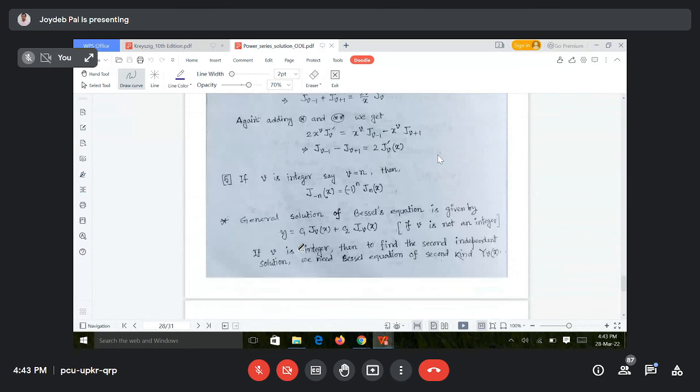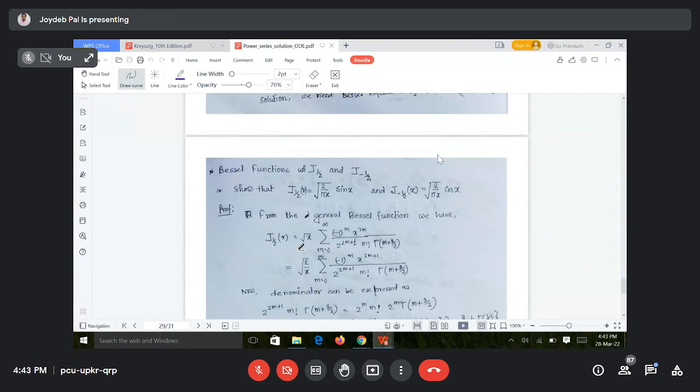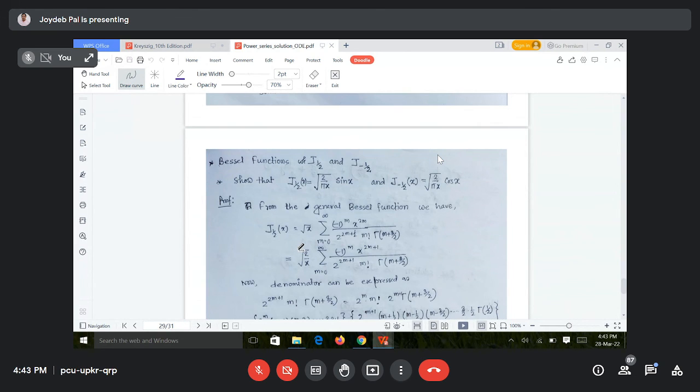Now we will solve some integration and some more results on the Bessel function. At least these two proofs may come: J half x is equal to this and J of minus half x is equal to this. J half is the square root of 2 by pi x times sin x, and J minus half is the square root of 2 by pi x times cos x.